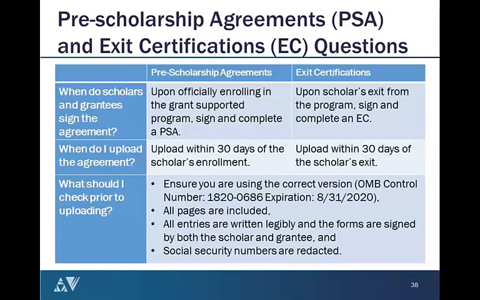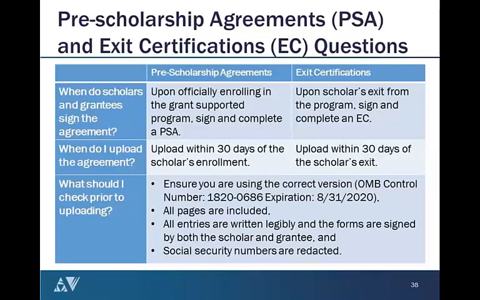Before you actually give the agreements over to the scholars to fill out, there should be a number of checks you do. One very important one is, do you have the right version of the agreement? We've had a number of different versions over the years, and they all kind of look similar. So make sure you check in the upper right-hand corner. It should have the 8/31/2020 expiration date. That's the only version that's currently available on our website.